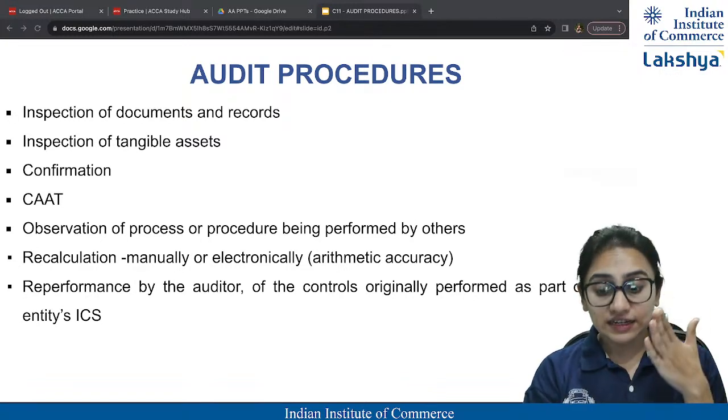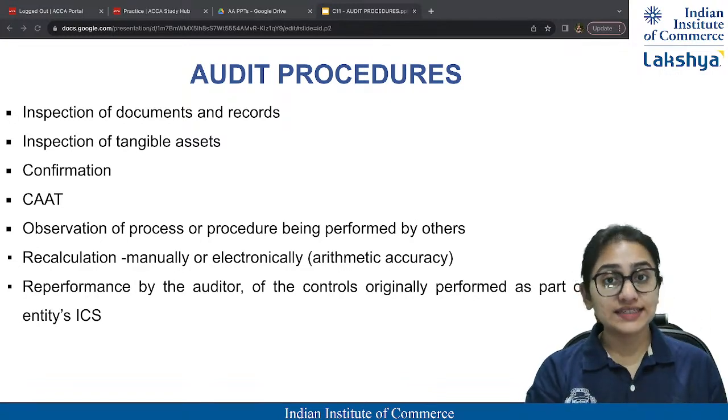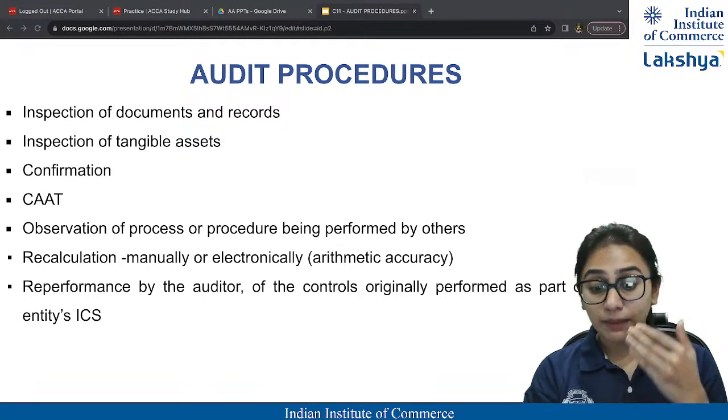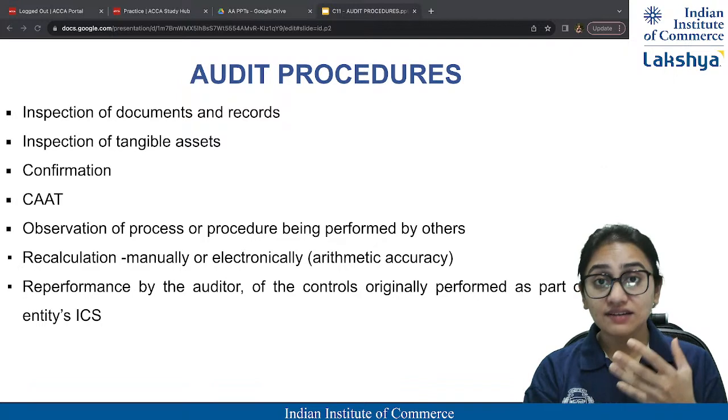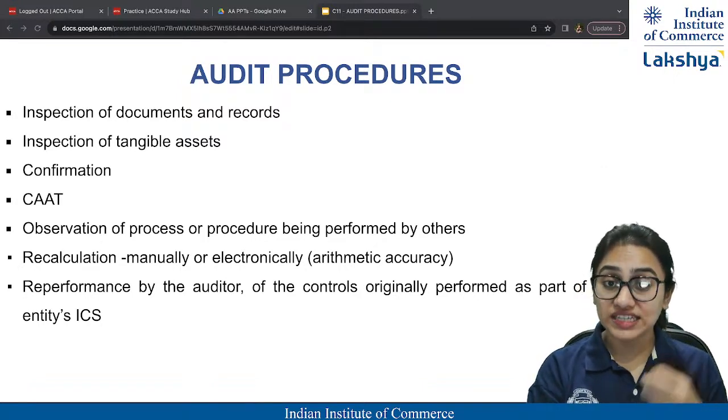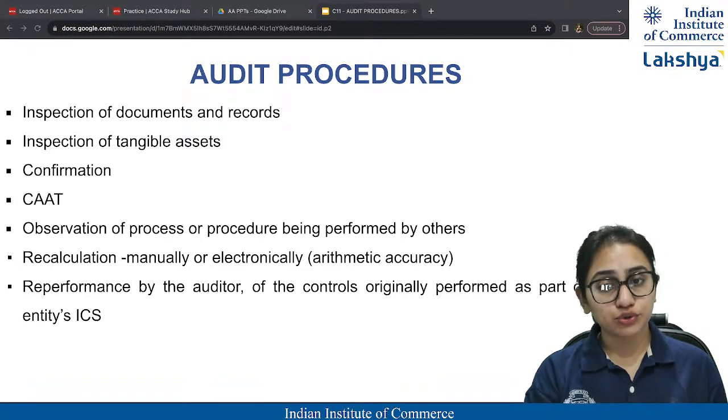I will myself go and inspect the tangible assets. So in the books of accounts, if the management is saying that we have assets worth rupees 1 crore, I do not know if this is true or not. So I will myself visit the godown and I will check the assets. I will check the valuation of assets and I will make sure that yes, the assets are worth 1 crore.